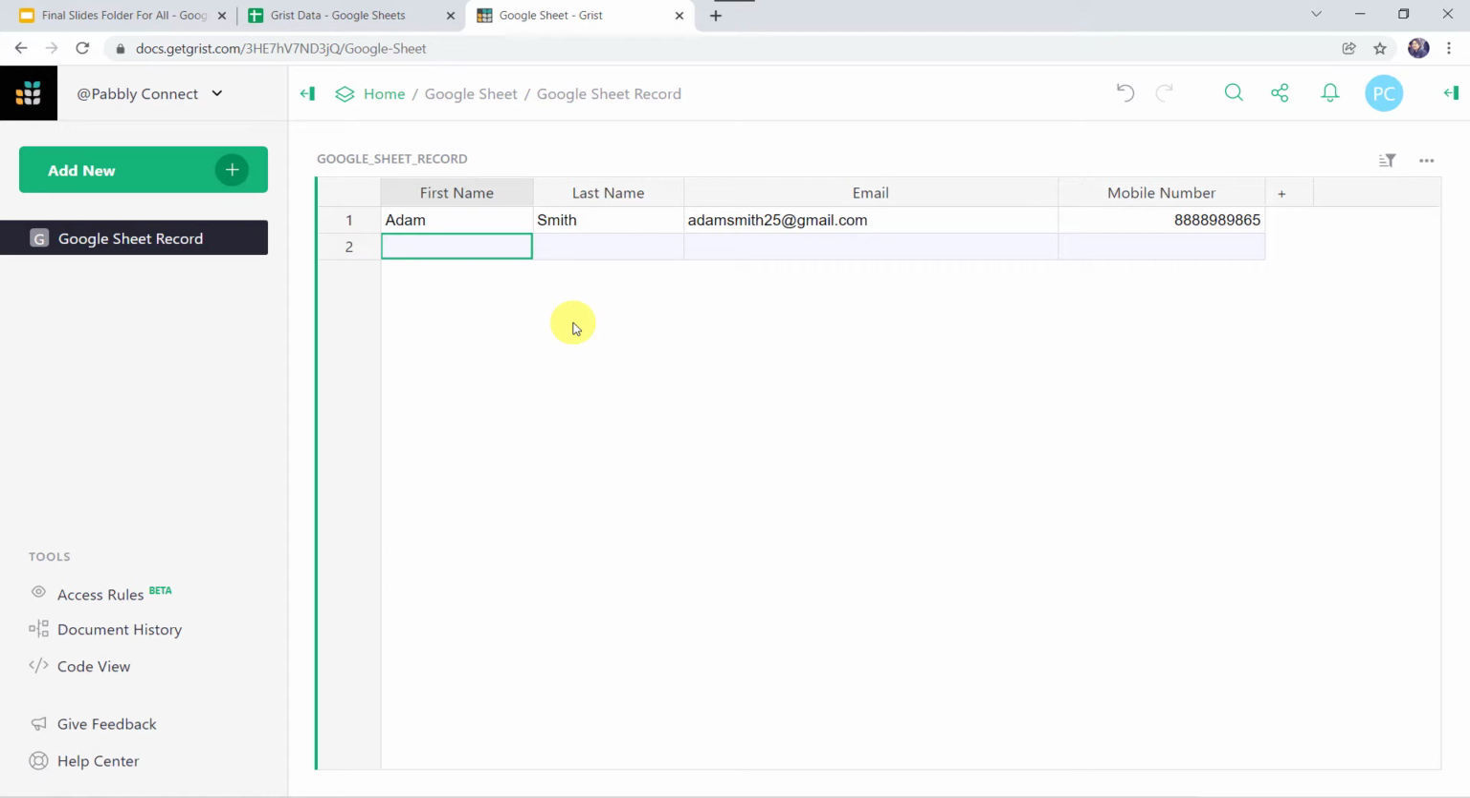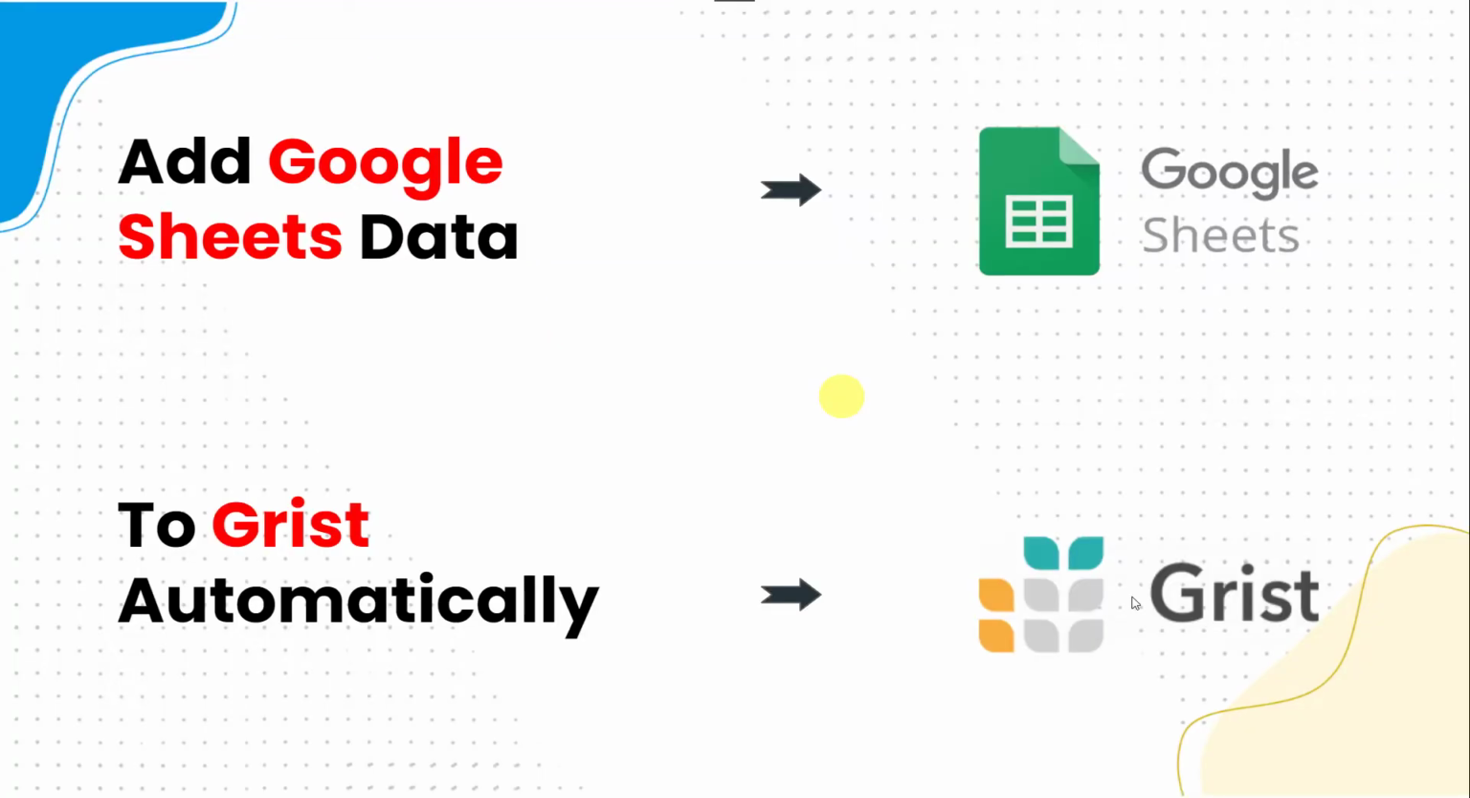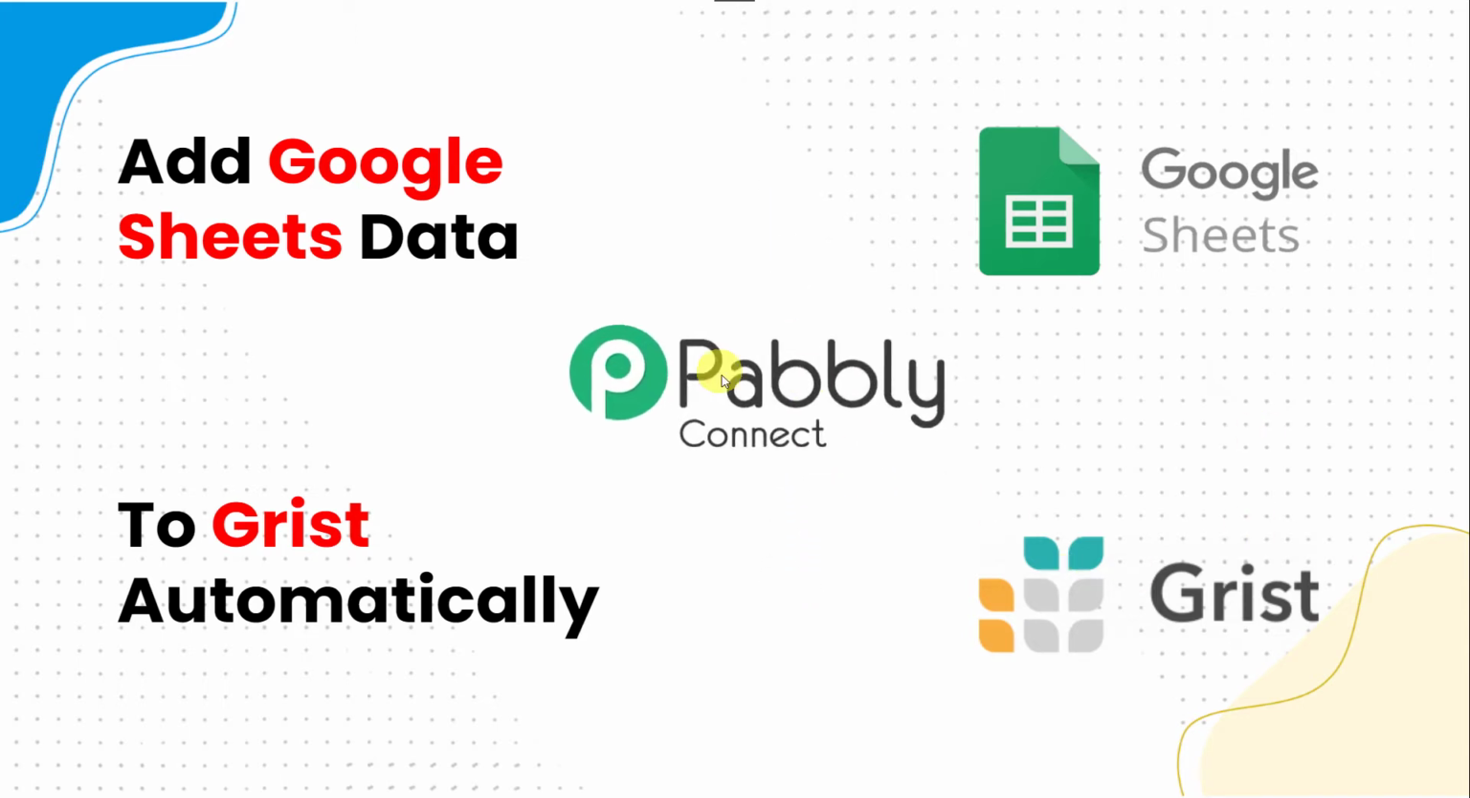So let me tell you, this has become possible just because of the automation and integration process. In order to create an integration between Google Sheets and Grist, we are going to use a software application named Pabbly Connect. Pabbly Connect is an automation and integration software which will help us in integrating Google Sheets with Grist automatically. The best part here is it doesn't require any coding skills or programming knowledge. Even a non-technical person can use this software application very easily.